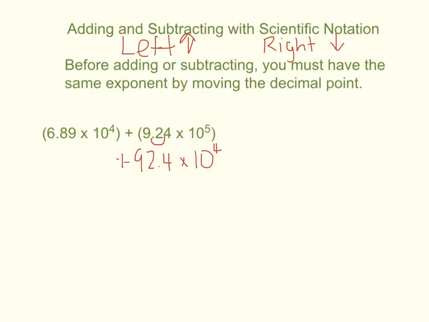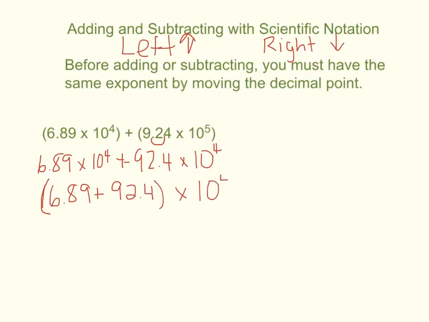So now we have two numbers in scientific notation that have the same exponent. So I can just add. I'm going to add 6.89 plus 92.4, and then my 10 to the 4th power stays the same. When I'm adding with scientific notation, once I have the same exponent, it just stays the same throughout the rest of the problem. So now I just have to worry about my decimals. When I add them together, I get 99.29, and it's just times 10 to the 4th.